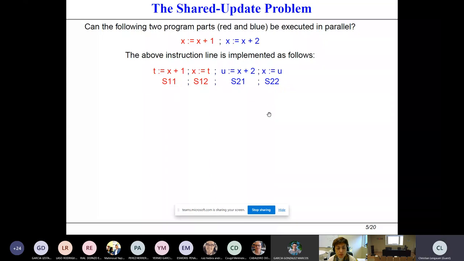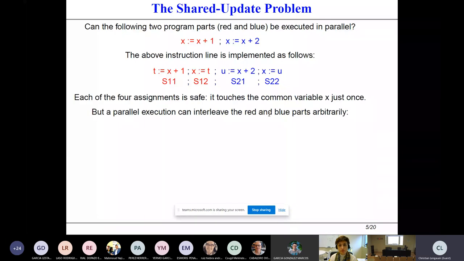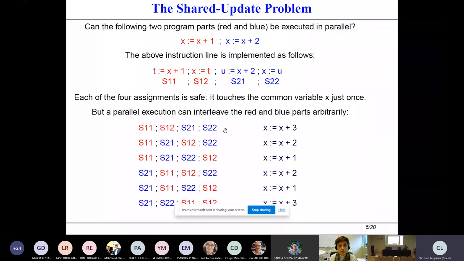And if that is the case, then you can consider this effect on the joint variable space as atomic. And that is safe. That's called safe. So each of these four assignments is safe. But in a parallel execution, since these are considered atomic, you can just identify the parallel execution with an interleaving of these four assignments. You unfortunately get interference. Here are the six possibilities of interleaving these four assignments. The rule is that the two assignments in red have to maintain their order, the two assignments in blue have to maintain their order, but otherwise the order is arbitrary.